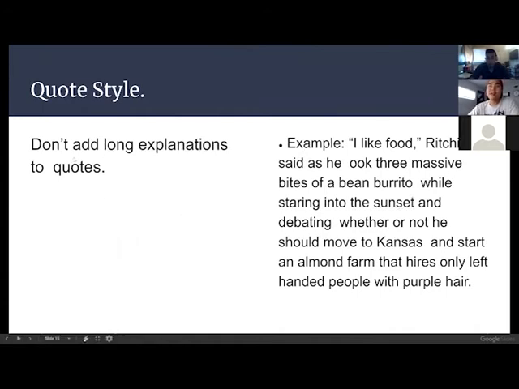All right, don't add long explanations to quotes. Let the quotes speak for themselves. Example, "I like food," Richie said as he took 3 massive bites of a bean burrito while staring into the sunset and debating whether or not to move to Kansas and start an almond farm that hires only left-handed people with purple hair. Silly, but for articles, we're trying to give as much information in the shortest amount of time. If it's a long magazine article and you're doing a full piece on Michael Jordan or Kobe Bryant, then yeah, you have a little more room to be a little more creative with your language. But for articles right now, quotes and your quote.